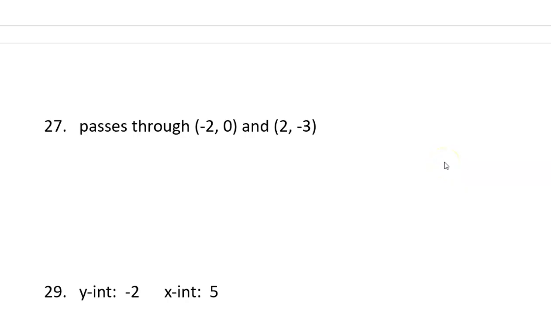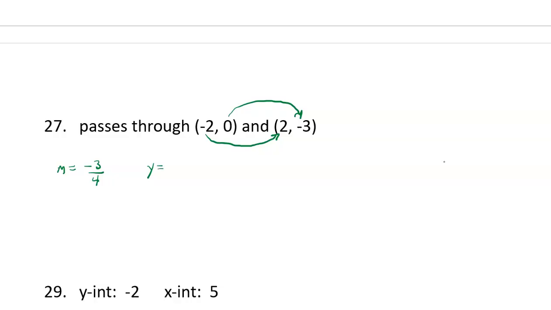Number 27, there's a line, it goes through these 2 points. We need to know what m is and the b. So let's find the m. How are the y coordinates changing? It decreased by 3. How did the x's change? It increased by 4. Now we can find the value of b.